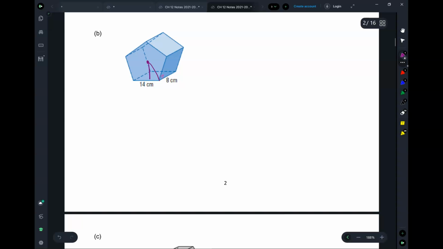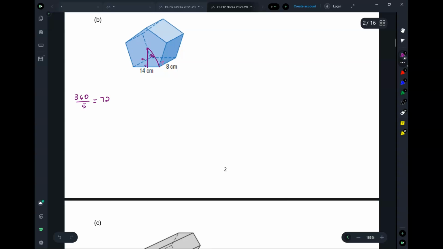We do this. So if this is a pentagon, 360 divided by 5 is 72, which means this is 36. All right. So to find the apothem, this is 7. I have the angle, the opposite, and the adjacent. So tangent of 36 is 7 over A. A is 7 over tangent of 36, 9.63.